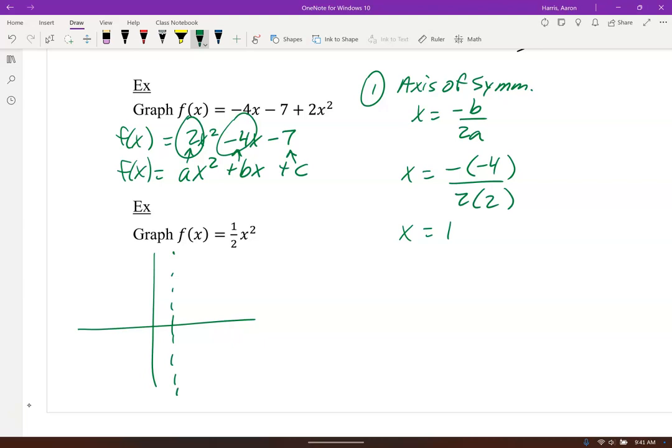And right now a is positive 2, so this is going to open up. I just don't know where it's going to open up at, but the middle of the graph is right there at x equaling 1. Okay, so when I plot my points, my vertex is right there at 1.